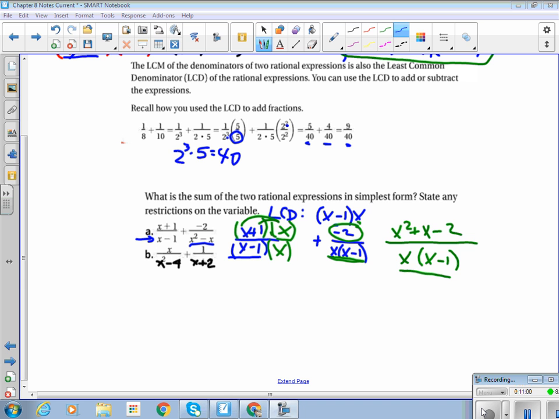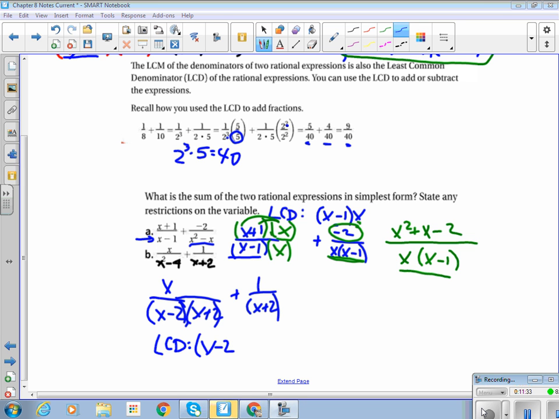All right, so we are going to do the same process with b. This is the difference of squares, which is x minus 2, x plus 2. And the other one already has just one factor, x plus 2. So we're going to go ahead and write the least common denominator. It is x minus 2, that's here, and here. And x plus 2.